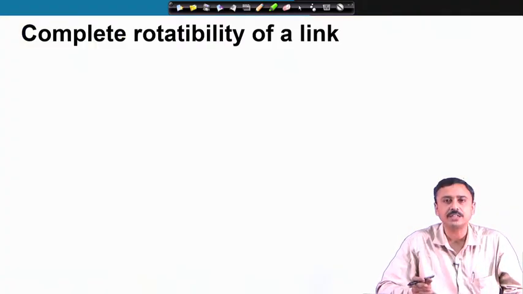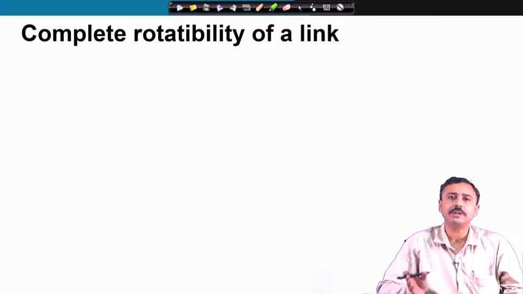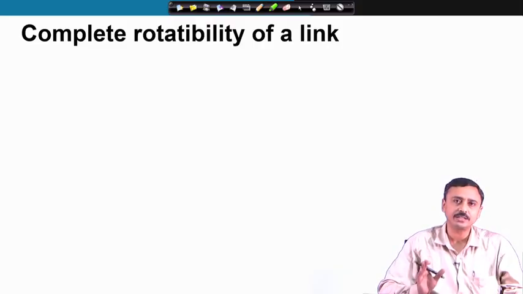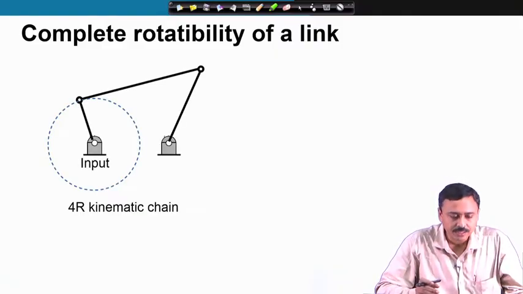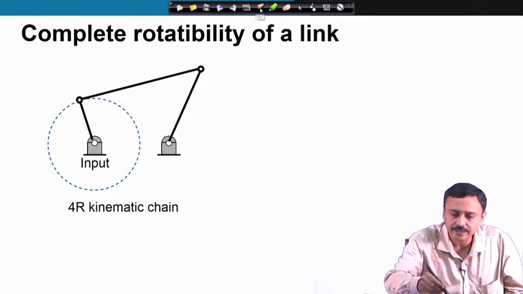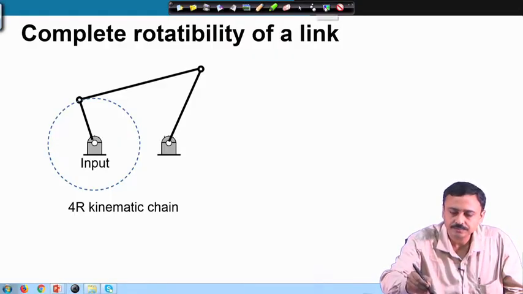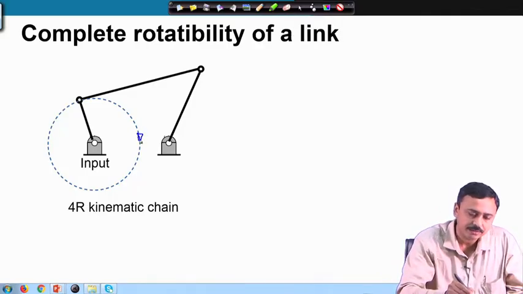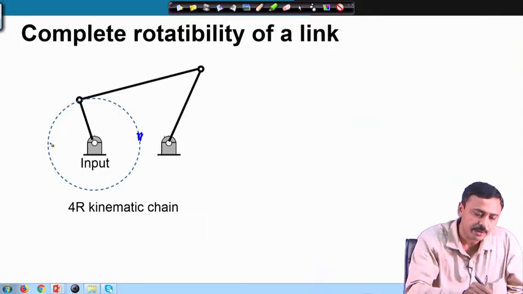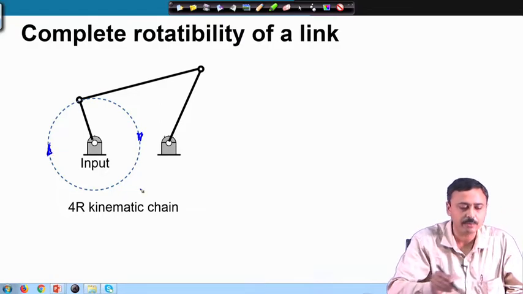So, as I mentioned, we require complete rotatability of a particular link if it is to be driven by a rotary motor rotating continuously. Here I have shown a 4R kinematic chain where I have indicated the input. So, this link should be able to rotate completely. Suppose this is what I require, that this link should be able to rotate completely.